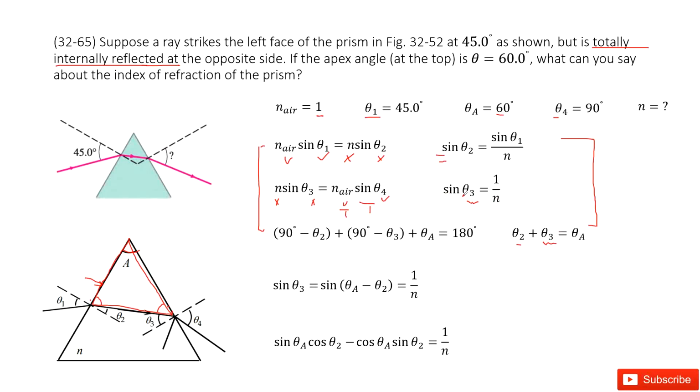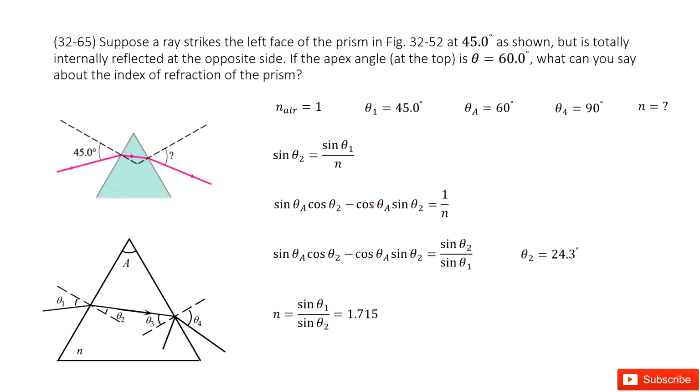So sin theta 3 in this equation is 1 over n, and theta 3 can also be written as theta A minus theta 2, right? Because sin theta 3 is 1 over n, and sin theta 3 can also be written as sin of theta A minus theta 2. So now we can expand this equation. Yes, now we write it this way. We just get this one.